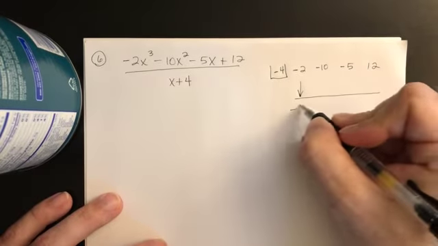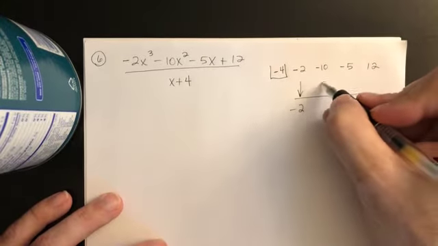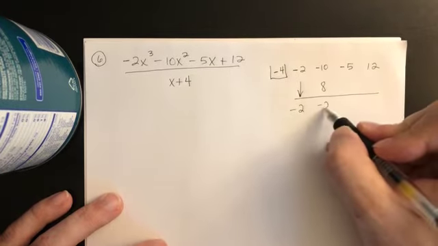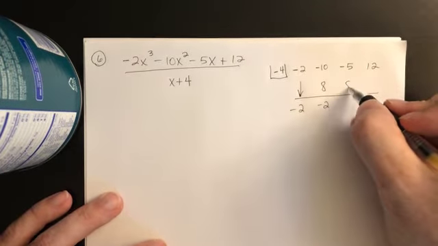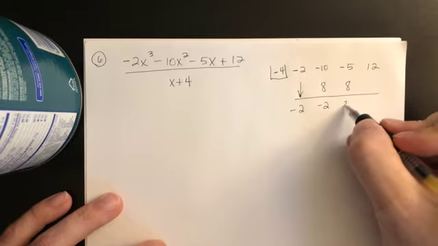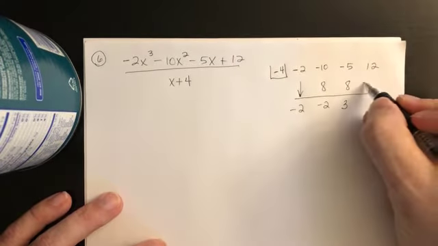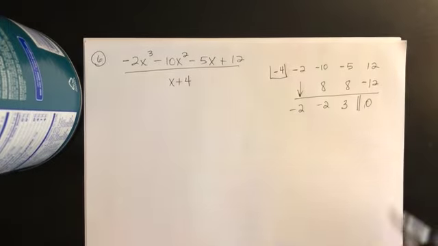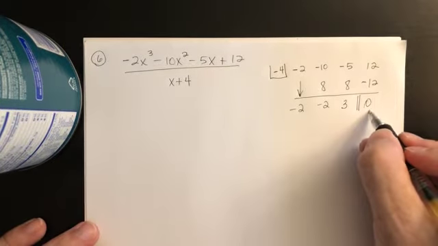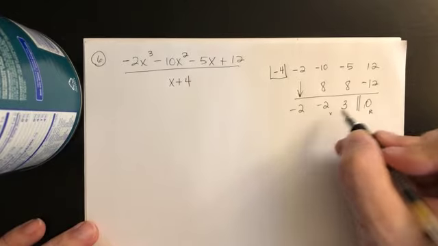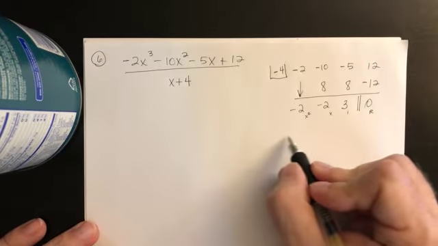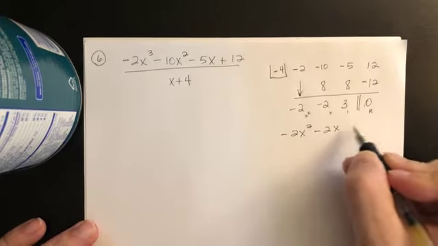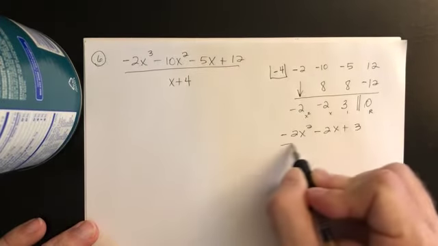Bring down the first one, negative 2. Multiply, you get positive 8, because 2 negatives make a positive. And then we subtract, get negative 2. Multiply, we get positive 8. Then we subtract, we get positive 3. Multiply, we get negative 12. And ooh, they match. Cancel. So since this is the remainder, and this is the number, and this is the x, and this is the x squared, my answer would be negative 2x squared minus 2x plus 3.